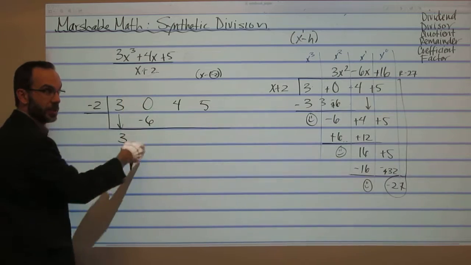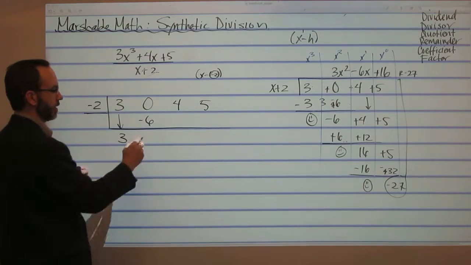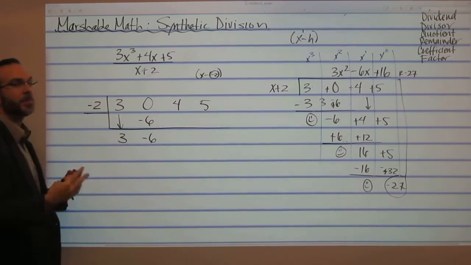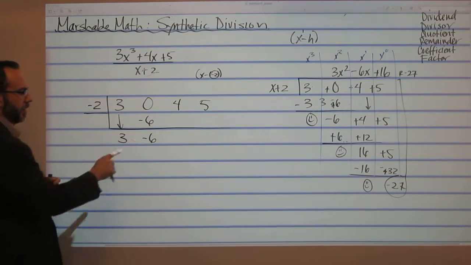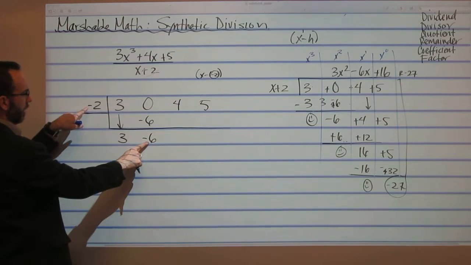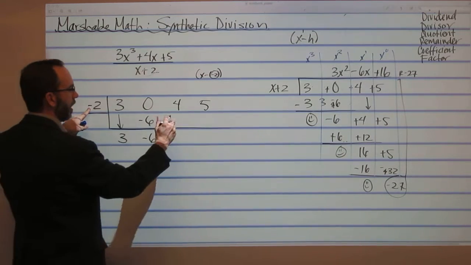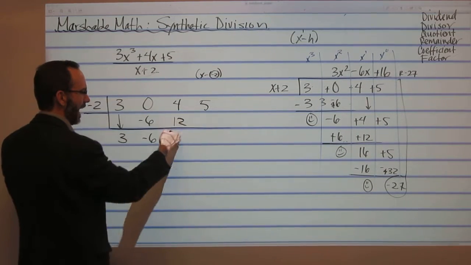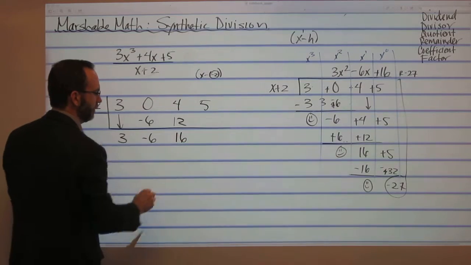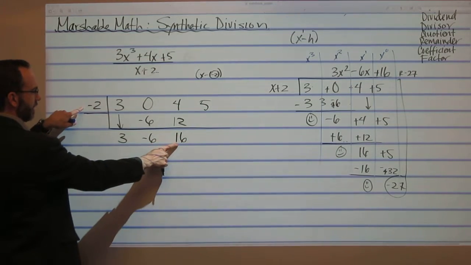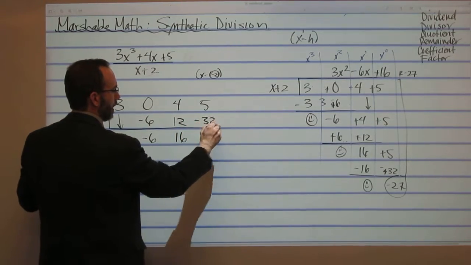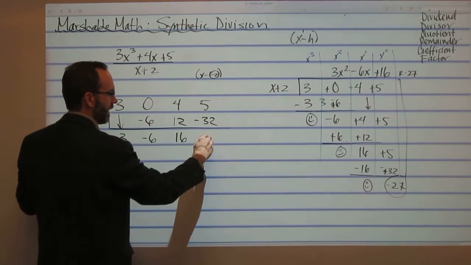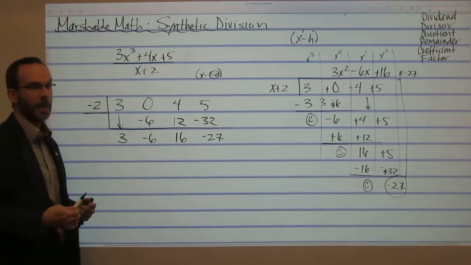Now I add up this column. What's 0 minus 6? That's -6. And I just repeat the process all the way through. Take the number that's down here, multiply it by this one here, -6 times -2, +12. And then I add. So that's going to be 16. Now I multiply. 16 times negative 2 is going to be negative 32. And then I add. That's going to be negative 27. Okay? And now I'm finished.